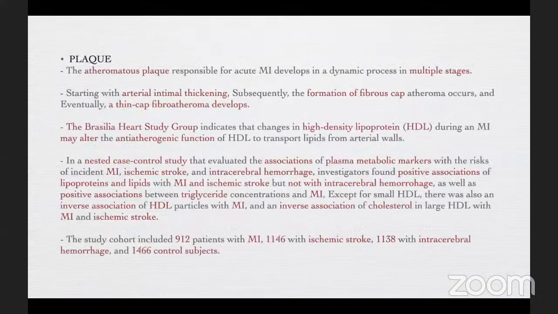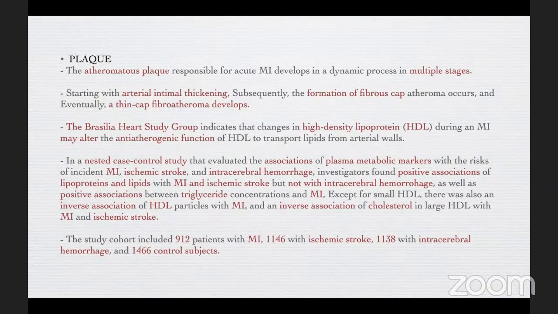Plaque. The atheromatous plaque responsible for acute MI develops in a dynamic process in multiple stages, starting with arterial intima thickening, which consists of vascular smooth muscle with very minimal or no inflammatory cells. This process can be observed soon after birth. Subsequently, the formation of fibrous cap atheroma occurs, which has a lipid-rich necrotic core that is surrounded by fibrous tissue.